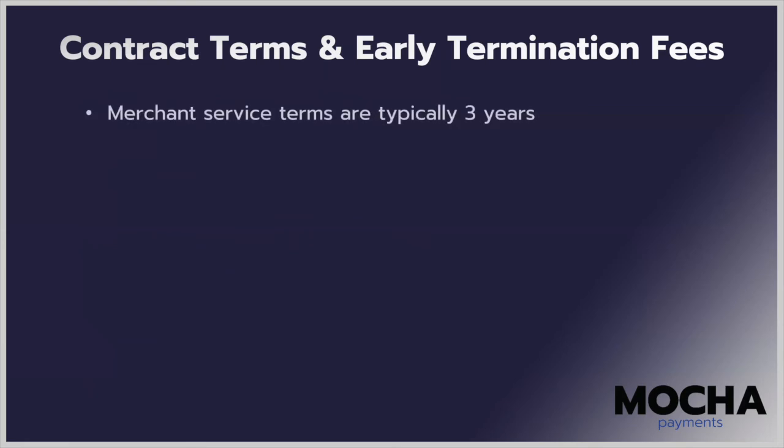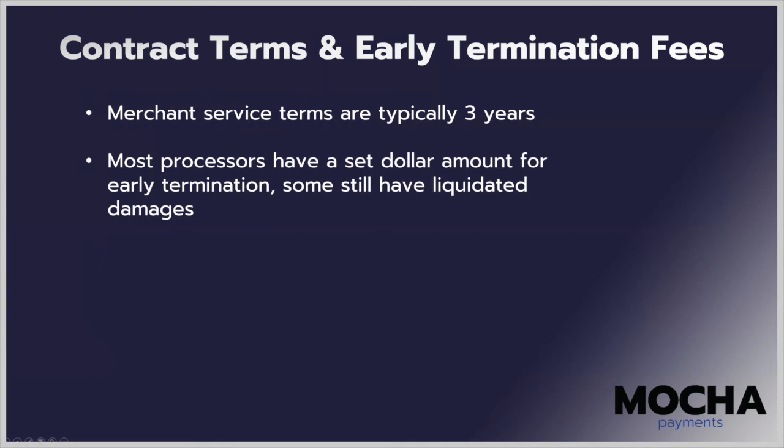Now, when it comes to getting out of a contract, as we talked about, most of these merchant services are typically 3 years or 36 months, but they will almost all have a set dollar amount as the early termination fee. But you do need to be careful, as there are still a select few processors that have those liquidated damages. So make sure that if you do change, you read through those terms and conditions, check to make sure they don't have that, or at least verify they just have a set dollar amount and no other terms when it comes to needing to cancel that agreement early.